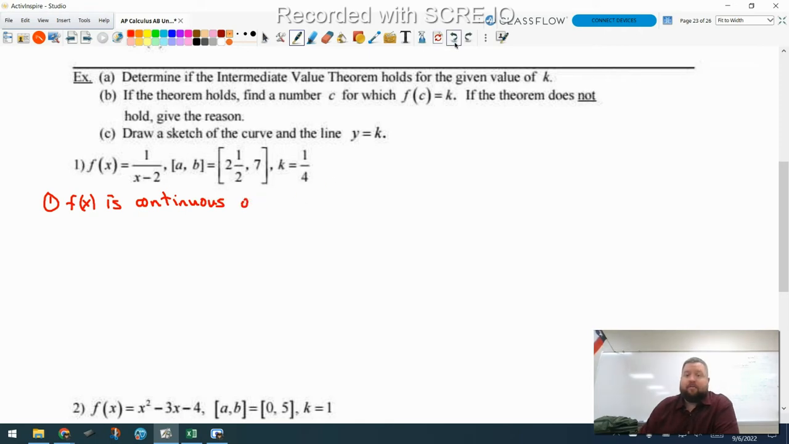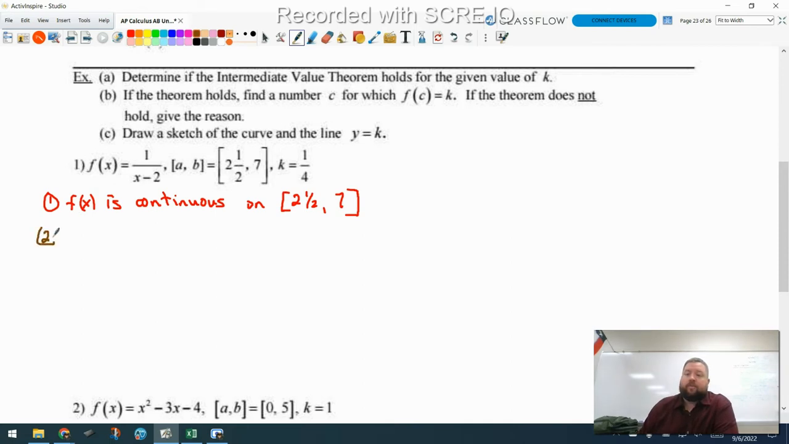If you just stop right there, f of x is continuous, you have said something wrong. So this one's very important that you say on the interval from 2.5 to 7. I just want you to be in that habit of always stating the interval when you say continuity, because there are times like this one where it would be wrong to not state it on the interval.